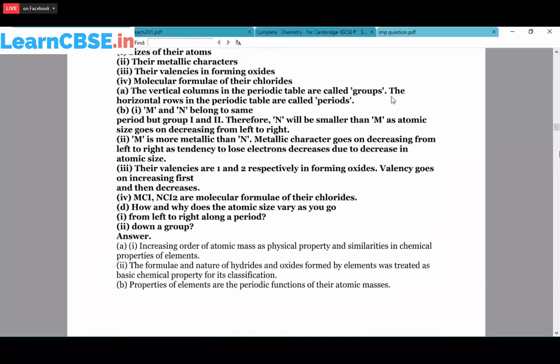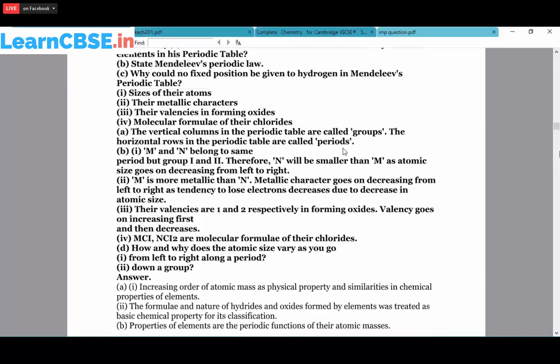Next question. Why could no fixed position be given to hydrogen in Mendeleev's periodic table?